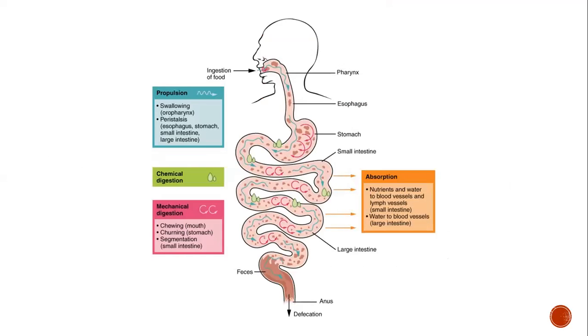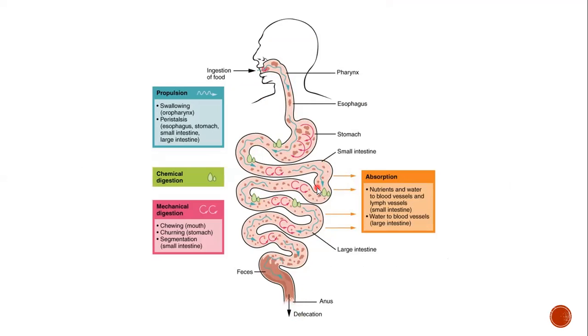Here, you can see a diagram of our digestion. The food passes through the mouth, gets chewed, and it passes through the esophagus to the stomach for an acidic bath, and it goes to the small intestine and to the large intestine, and it passes through the anus as feces.